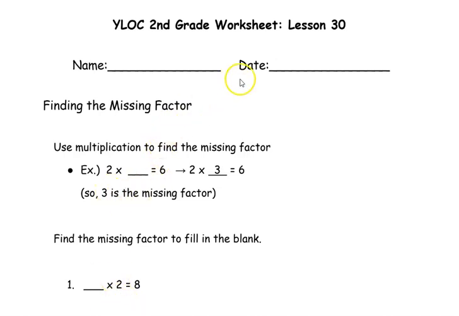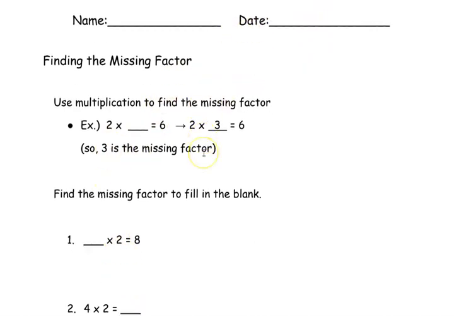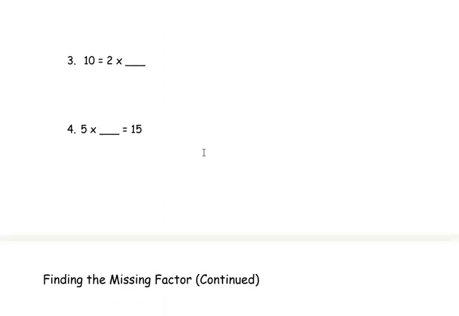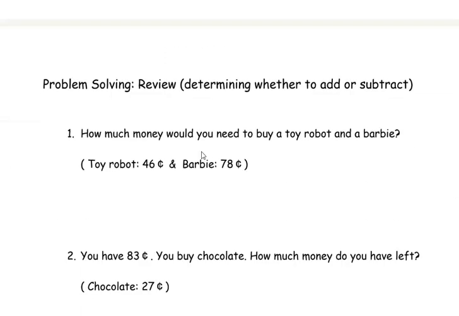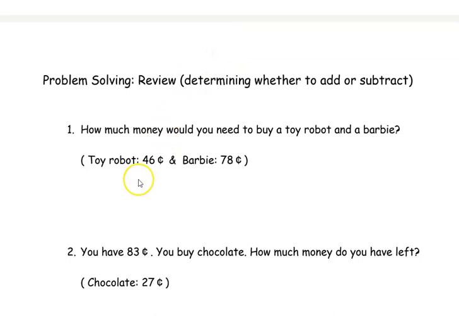Hey guys, it's lesson 30 and let's start off with review from the previous week's lesson first, which was determining whether to add or subtract. So question number one says, how much money would you need to buy a toy robot and a Barbie? We learned that last week. The and is a keyword for a positive or a plus sign.